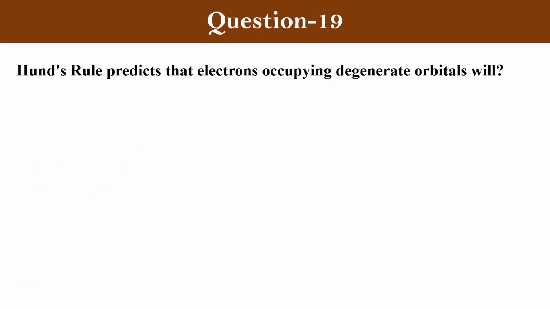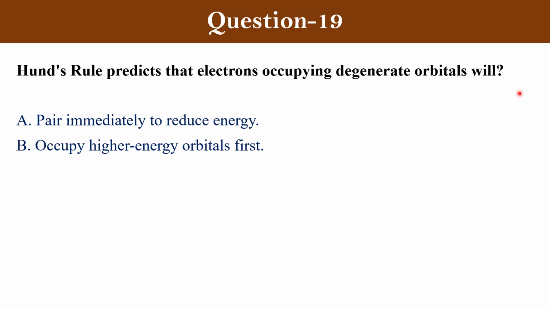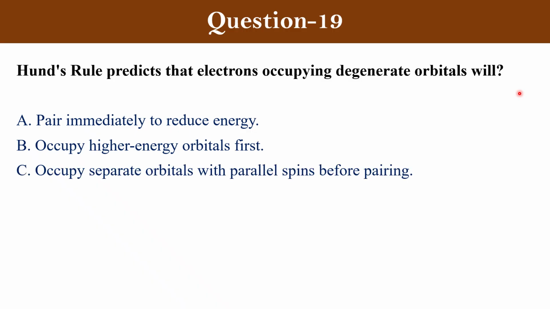Question number 19. Hund's rule predicts that electrons occupying degenerate orbitals will: option A, pair immediately to reduce energy; option B, occupy higher energy orbital first; option C, occupy separate orbitals with parallel spin before pairing; option D, violate the Pauli exclusion principle. Which is the correct answer for this question? The correct answer is option C.